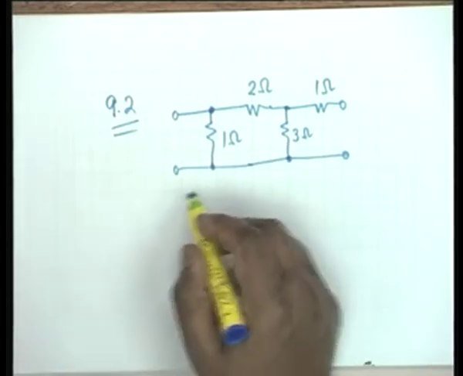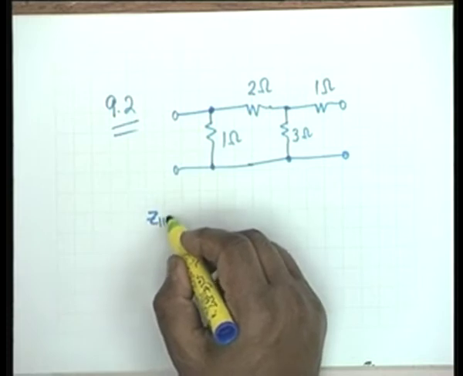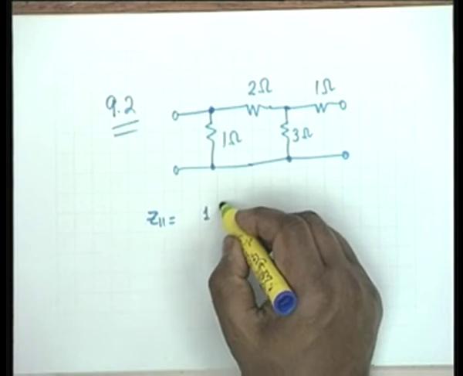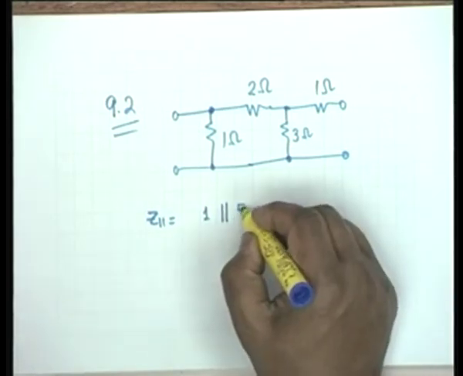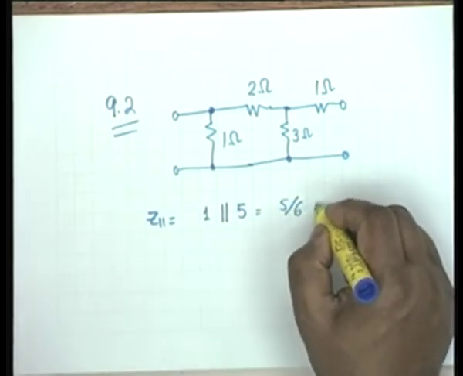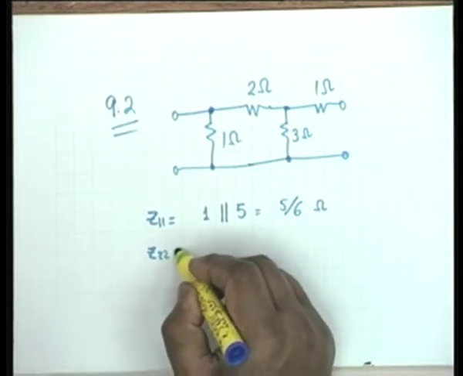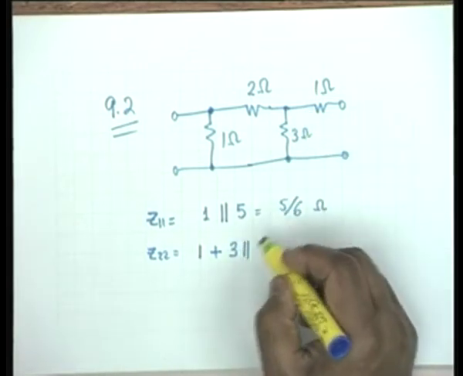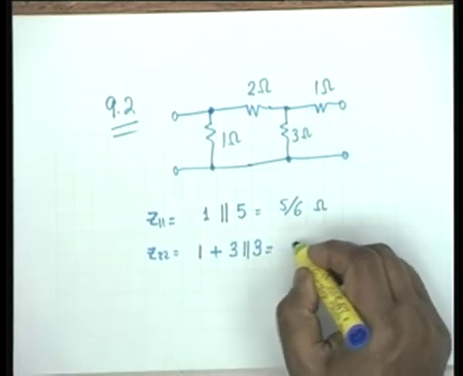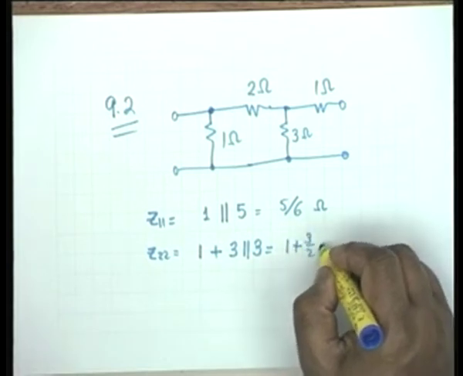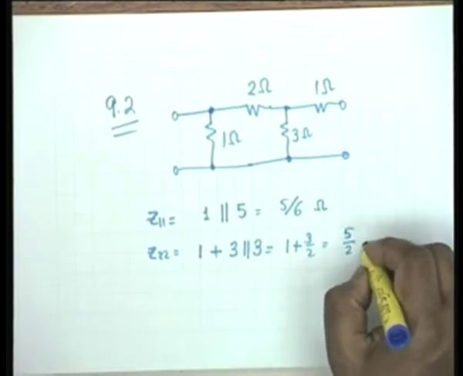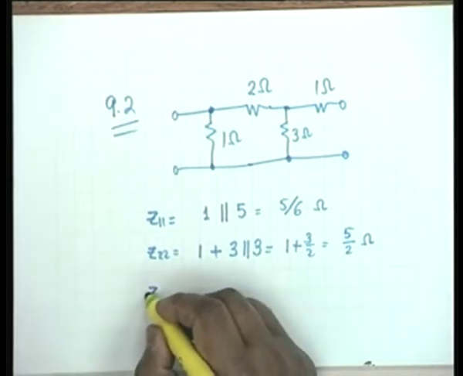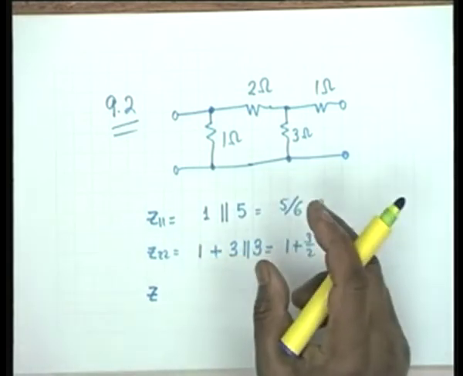Okay. First, by inspection, Z11. If I keep this open, then Z11 is 1 parallel 5, that is 5 by 6 ohms. Z22 would be 1 plus 3 parallel 3. So this is equal to 1 plus 3 by 2, which is equal to 5 by 2, all right, 2.5 ohms. Z12, well, I know Z12 and Z21 shall be the same.